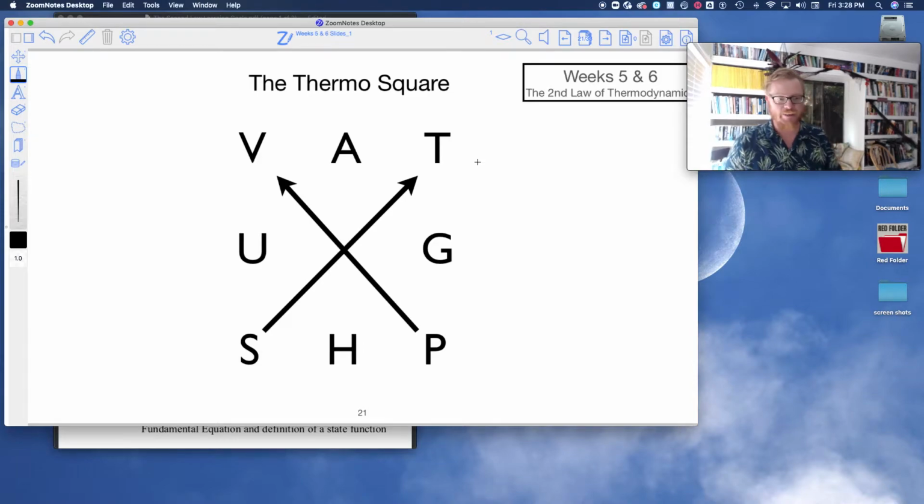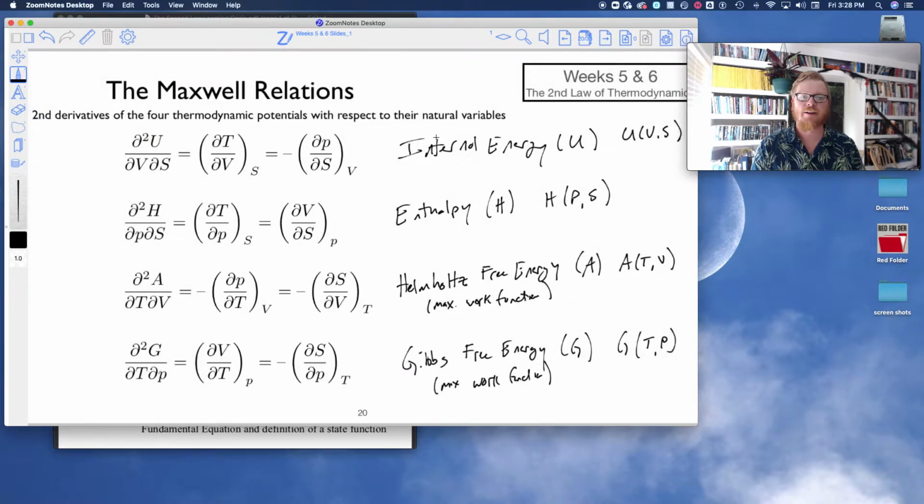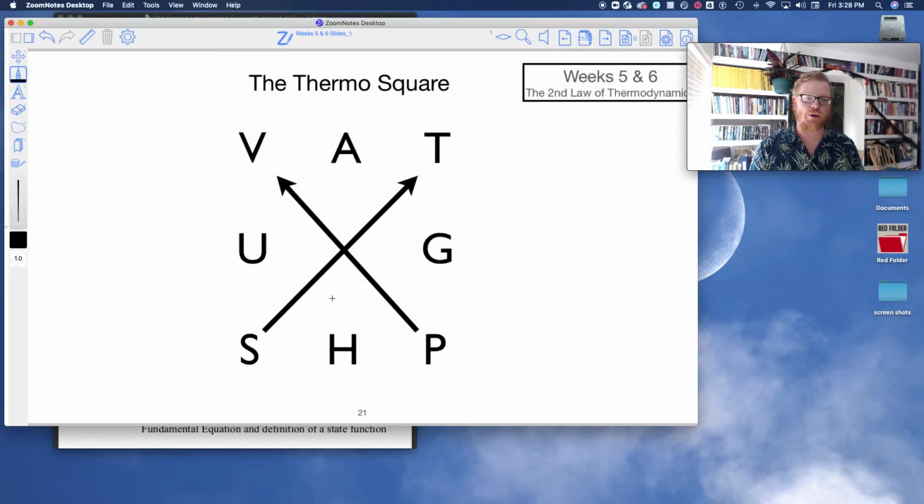This is a little trick that I learned in graduate school. I did not learn this as an undergrad. I would have been really grateful to have learned this as an undergrad because I had flashcards for all of these things and it was a giant pain in the butt. My grad instructor showed us how to do the Thermosquare. Hallelujah. Okay, so the first thing you have to do is come up with a mnemonic to remember this.